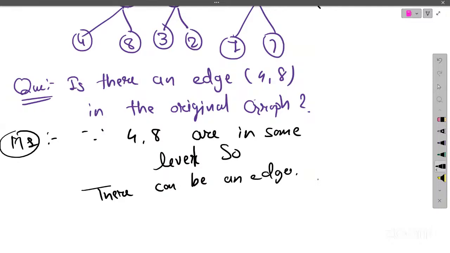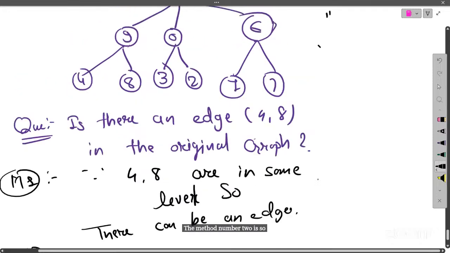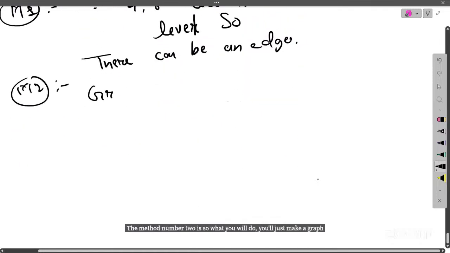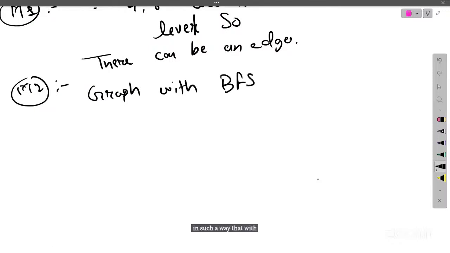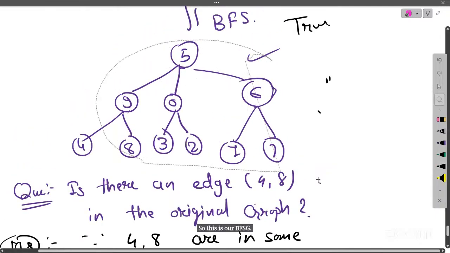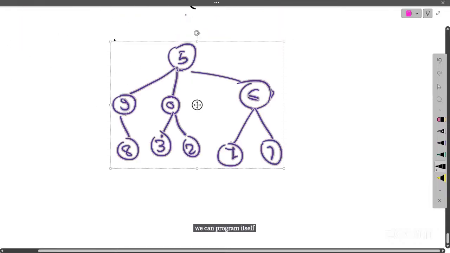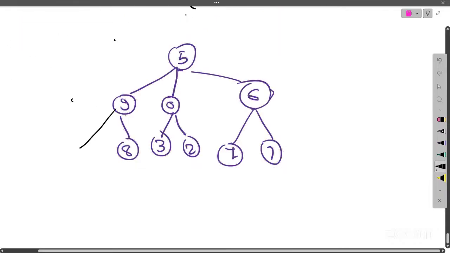So if the vertices are of the same level, you can directly say that there can be an edge. Okay. The method number 2 is, you just make a graph, such that it is the BFS tree plus that edge. Okay, so this is our BFS tree. We can draw the graph itself. Yeah, so I'll take a graph with the BFS tree with this particular edge, right?